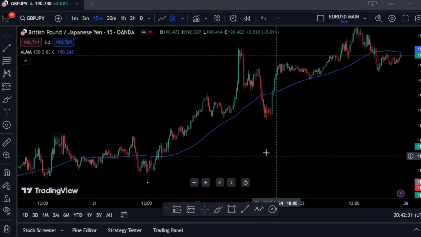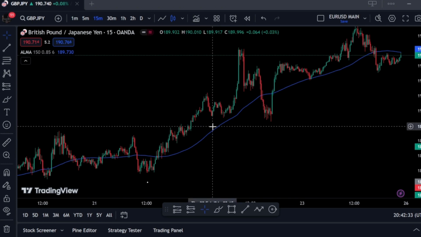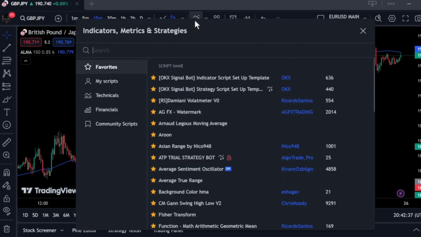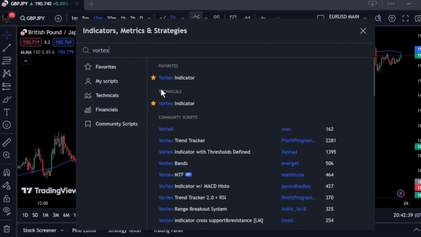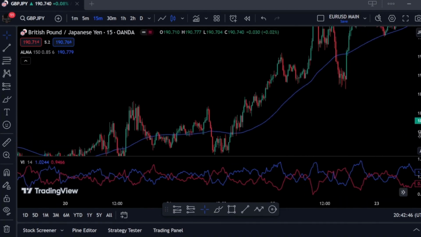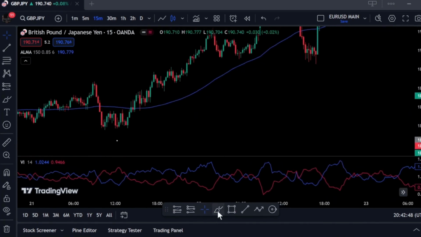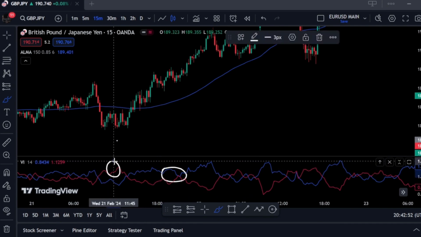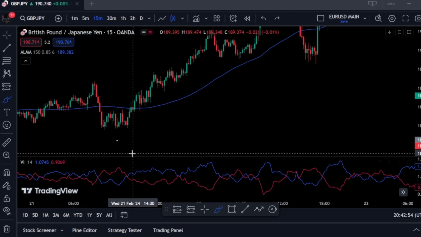The next buy-sell indicator is the Vortex Indicator. To add this indicator to the screen, click on the Indicators tab on TradingView. Next, search Vortex and select this default one. After looking at the ASO indicator, I believe it will be easier to read this indicator as it gives a buy signal when the blue crosses the red line to the upside and a sell when the red crosses the blue to the upside.